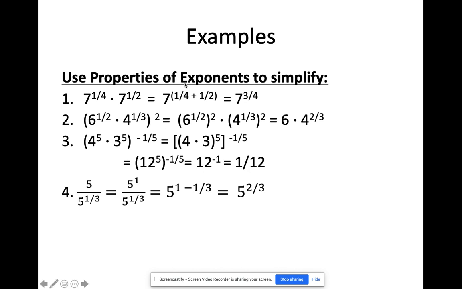And then the next example. So it's 5 over 5 raised to the 1/3. So remember, the exponent of 5 is just 1. So it's just simply 1 minus 1/3. That gives you 5 raised to the 2/3.